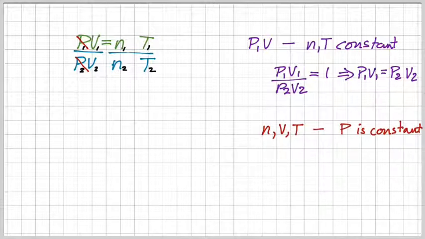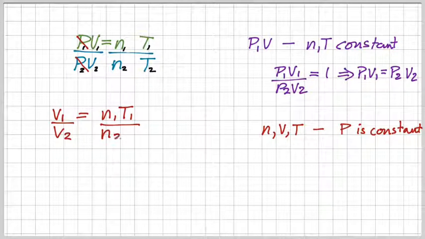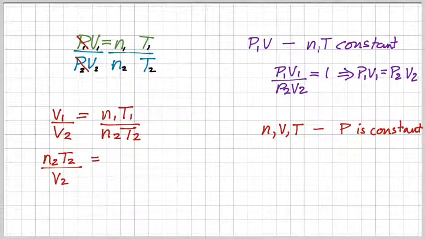Well, I'm just going to do this over here. V1 over V2 equals n1 T1 over n2 times T2. That could be rearranged into a prettier form, but you can also just use it like that. You can use this equation as is and just rearrange it to solve for whatever you need. This is sometimes shown this way: n2 T2 over V2 is equal to n1 T1 over V1, and that is sometimes called the combined gas law.